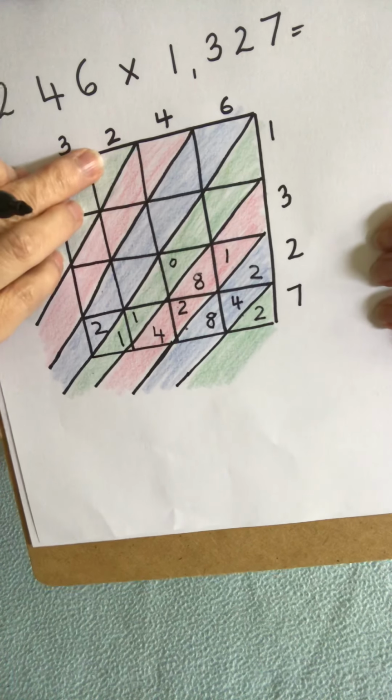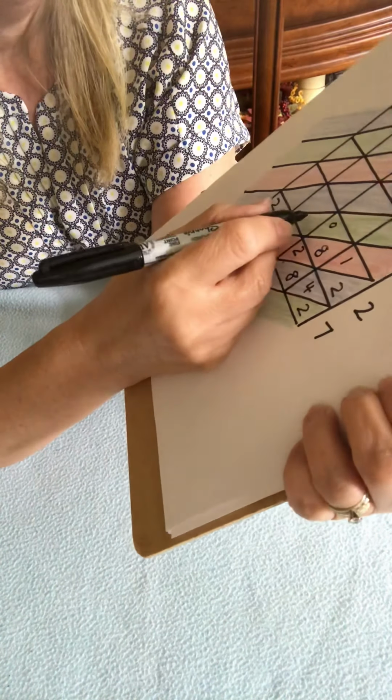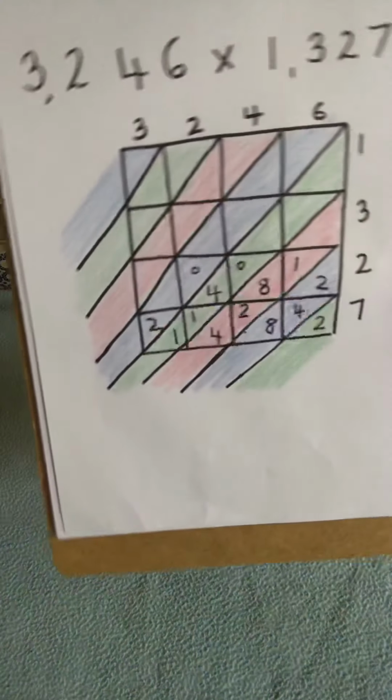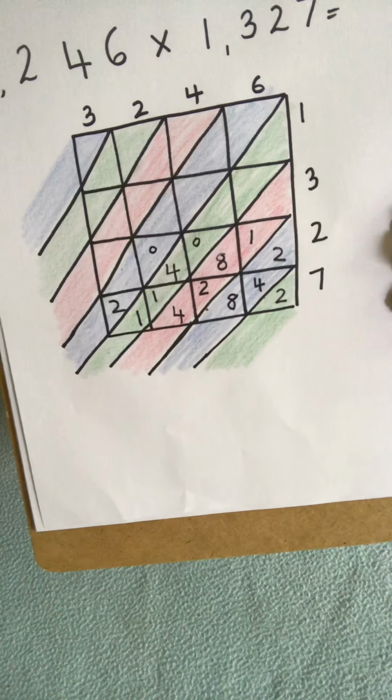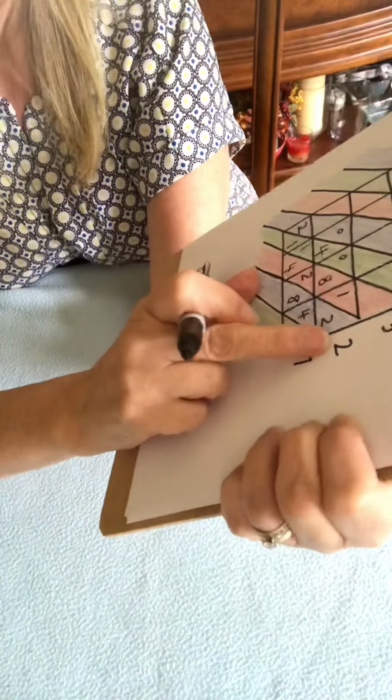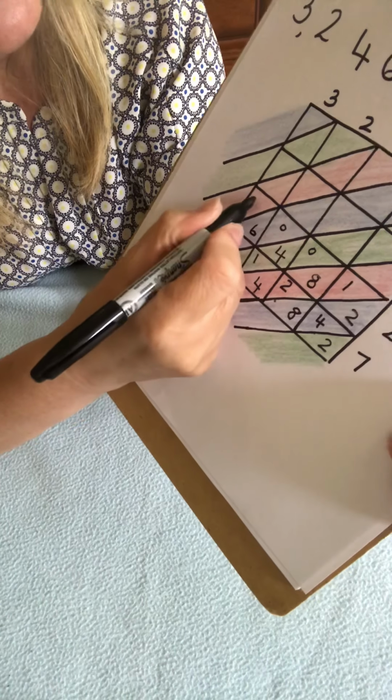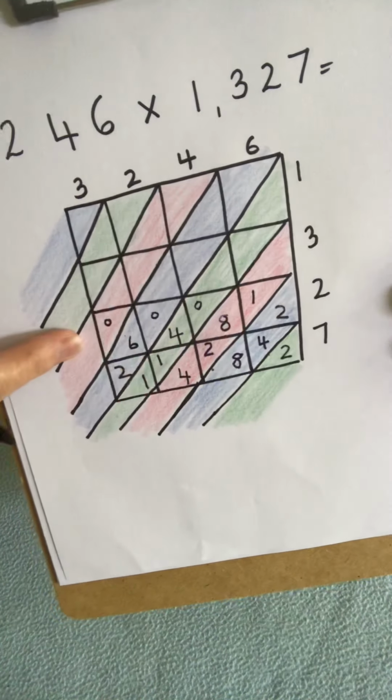2 times 2 is 4. And again, if you want to put that little 0 there, so you remember you're finished with that square, you can do that. And then 2 times 3 is 6. So again, 6, and if you want to put the 0. We're done with our second row.